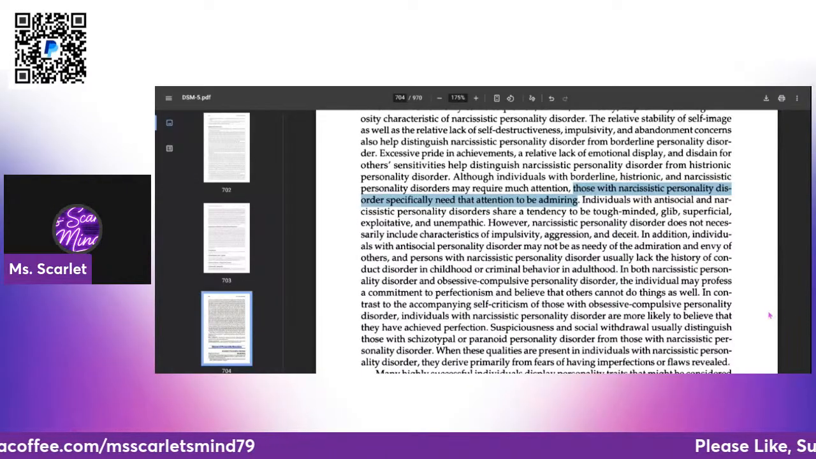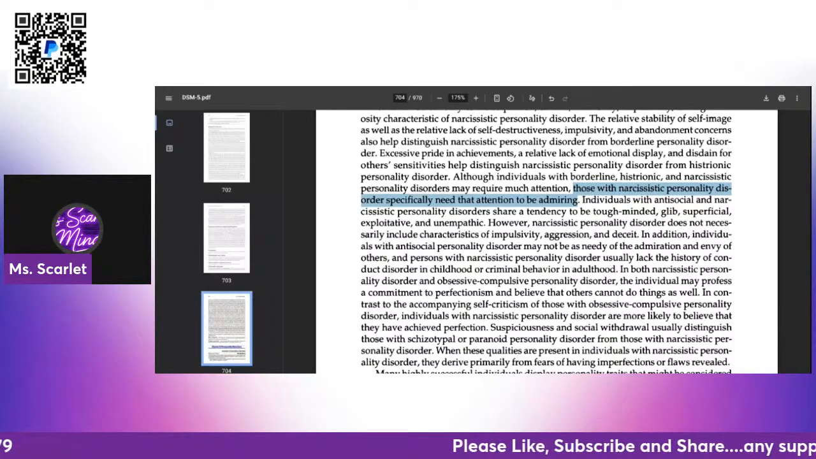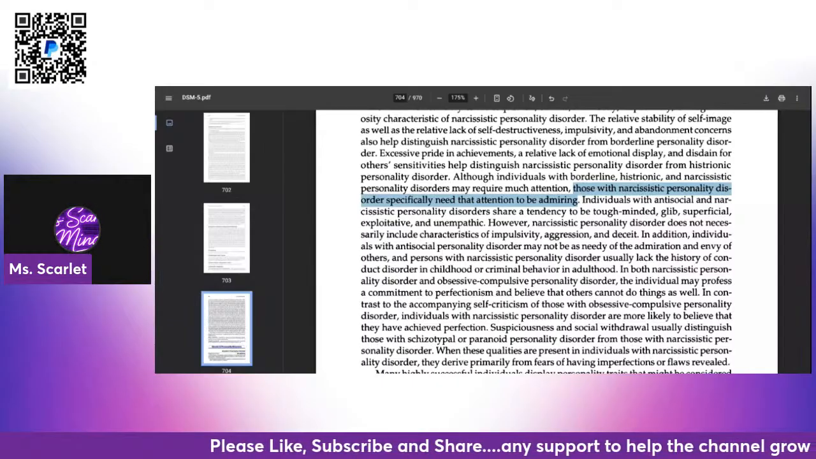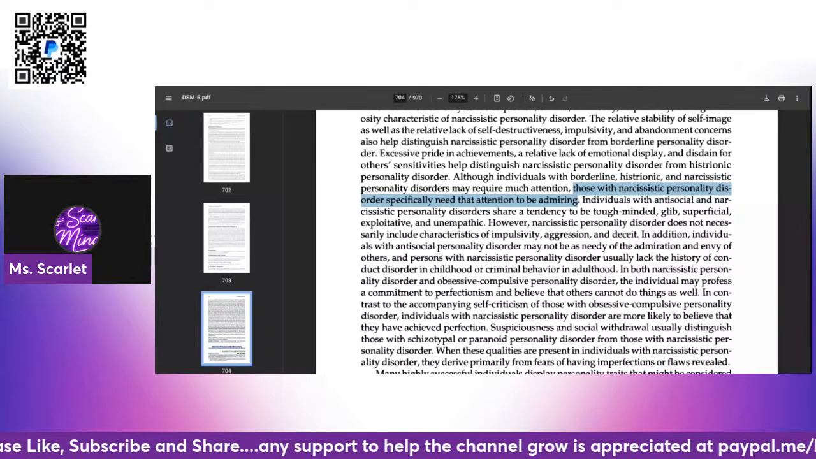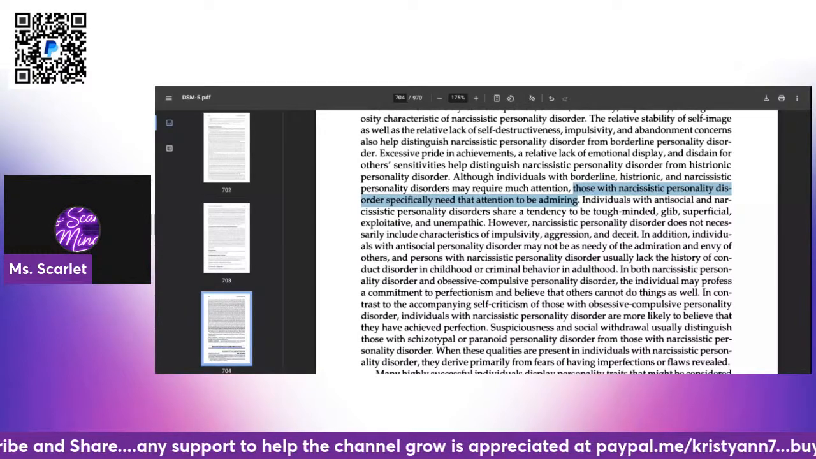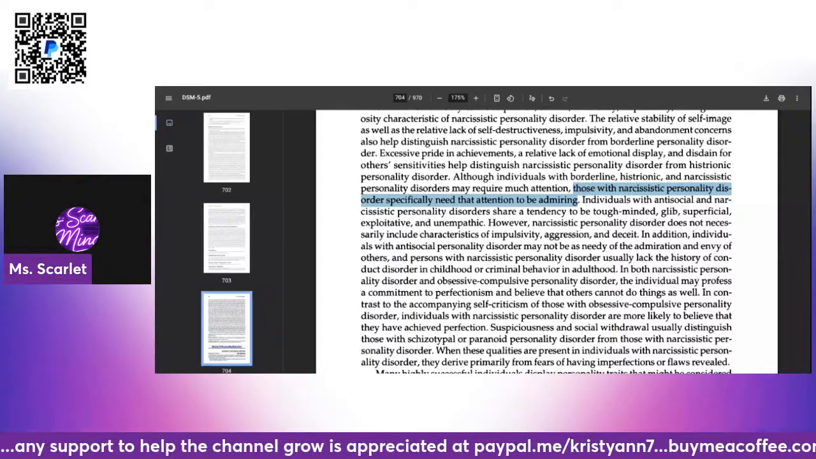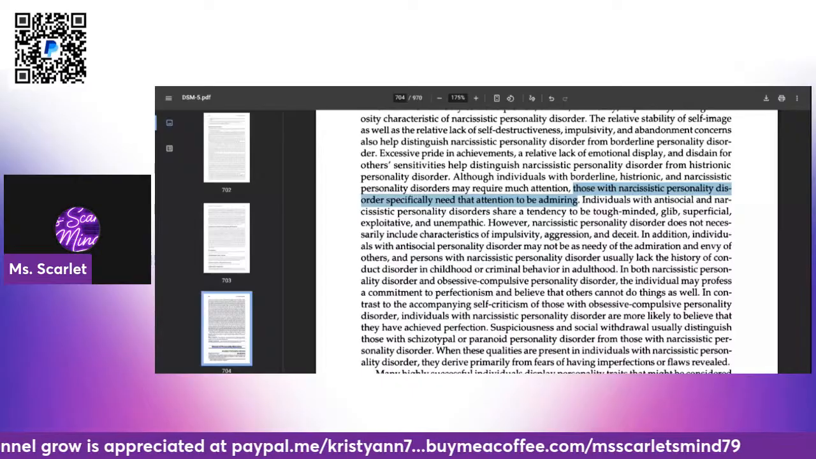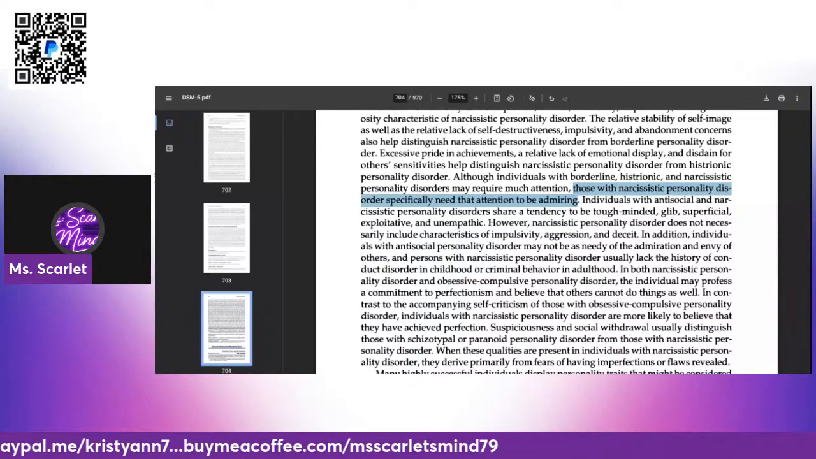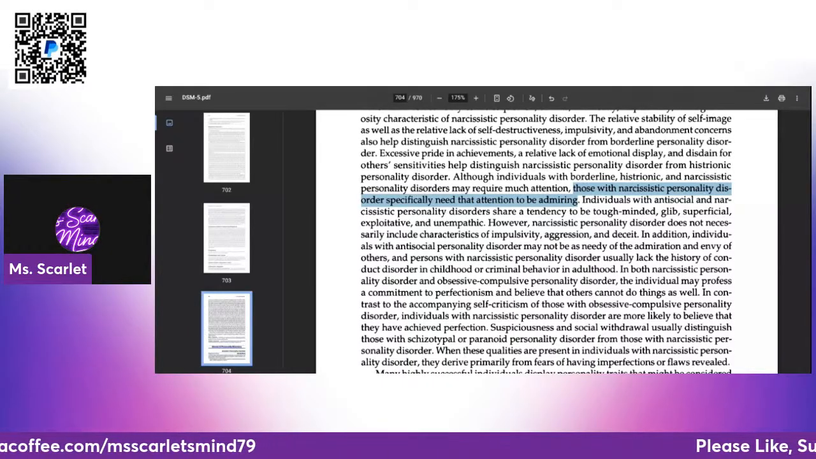Individuals with antisocial and narcissistic personality disorder share a tendency to be tough-minded, glib, superficial, exploitative, and unempathic. However, narcissistic personality disorder does not necessarily include characteristics of impulsivity, aggression, and deceit. In addition, individuals with antisocial personality disorder may not be as needy of the admiration and envy of others. And persons with narcissistic personality disorder usually lack the history of conduct disorder in childhood.